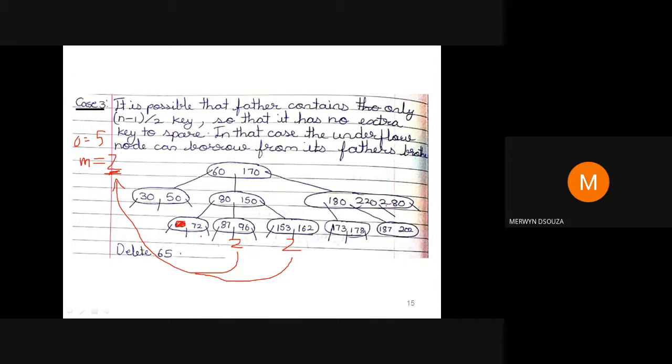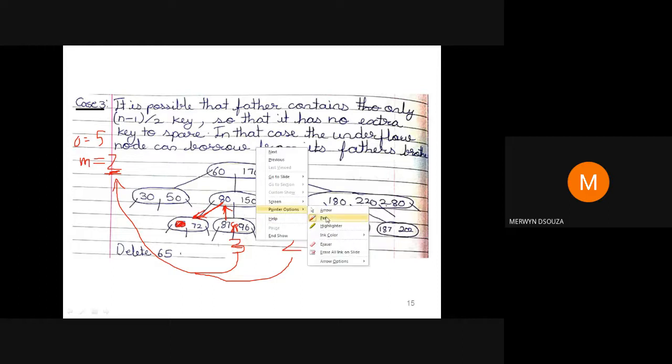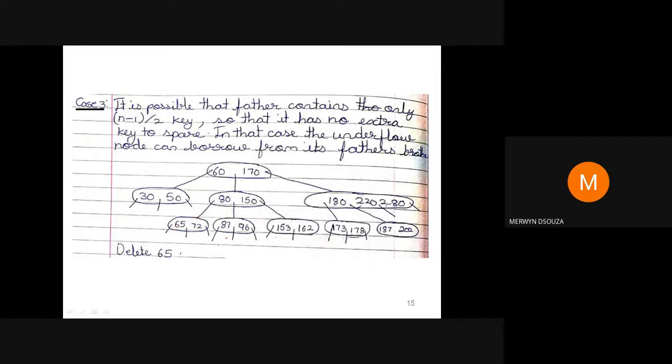If it was greater than this, say these values were 3, then I could have borrowed from here and shifted this key down and this key on top. That was case 1. Suppose I had something like 87, 88 and 96 here, then this 80 would have come down and 87 would have gone on top. That was case 1. But the situation is not like that, so I cannot apply case 1.